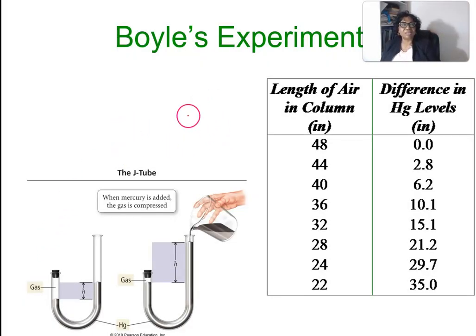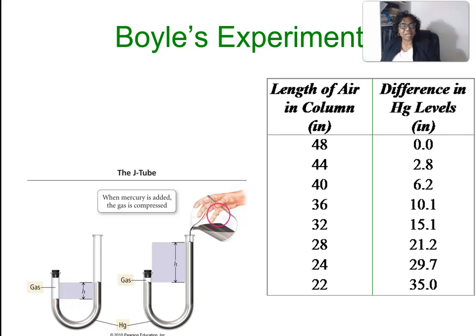So let's look at it. If we were to carry out an experiment in the lab, this is our gas in this tube. You see the height here. But as we keep putting mercury, because gases are compressible, we are compressing the gas, and the height of our mercury is increasing. So let's look at it. So the length of air in the column before you started putting the mercury, that's it.